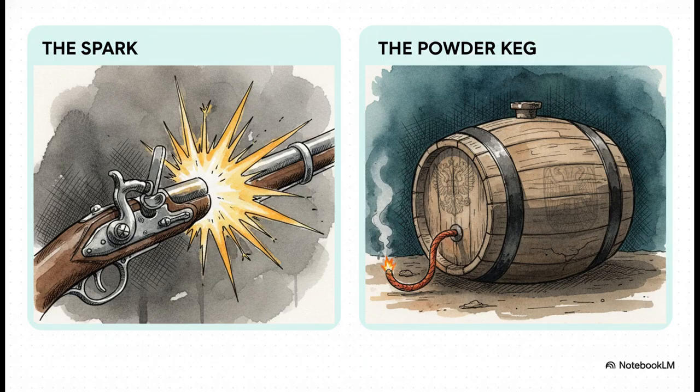See, the assassination wasn't really the cause. It was just the spark. The real danger, the powder keg, had been sitting there for decades. It was this explosive mix of Serbian nationalism and intense opposition to being ruled by an empire. Europe was already a tinderbox. This was just the match that finally lit it.